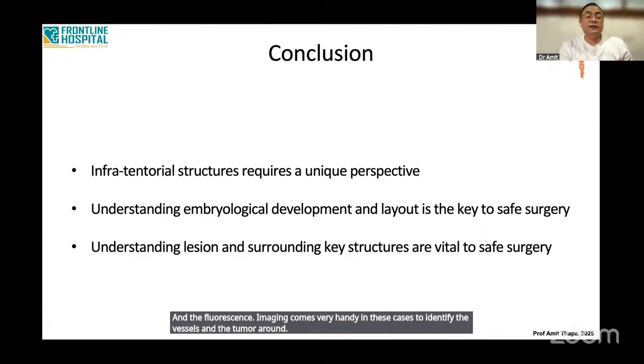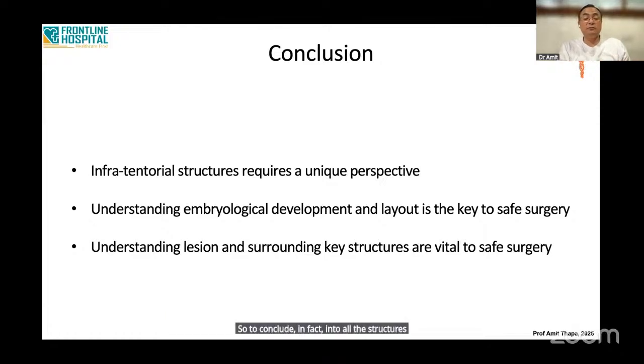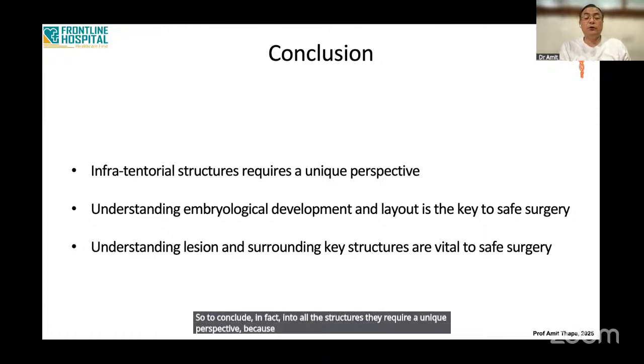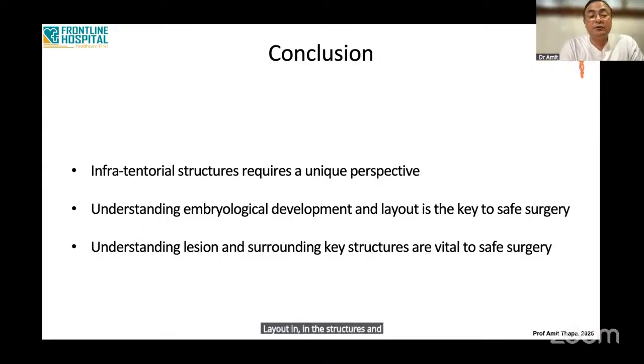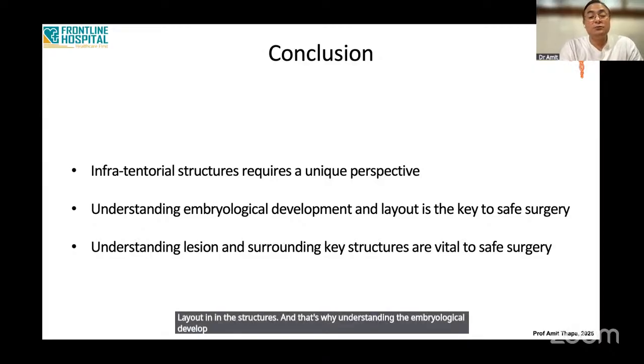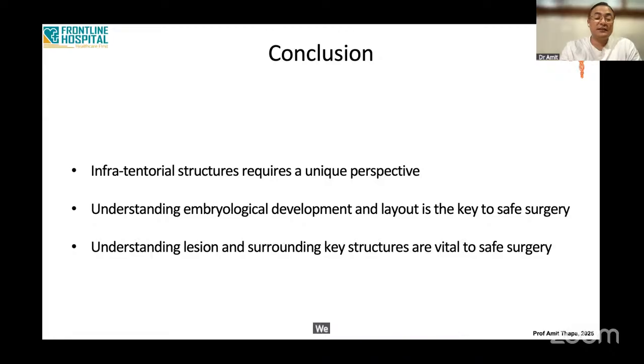So to conclude, infratentorial structures require a unique perspective because of their unique properties, their location, and the way they are laid out. That's why understanding the embryological development and the layout is the key to safe surgery. And if we can understand the lesion and the surrounding key structures, we can keep the patient safe throughout the surgical journey.